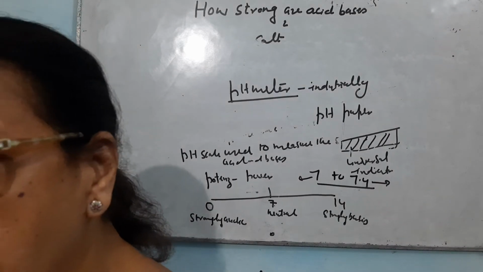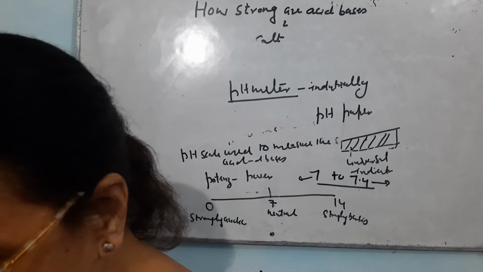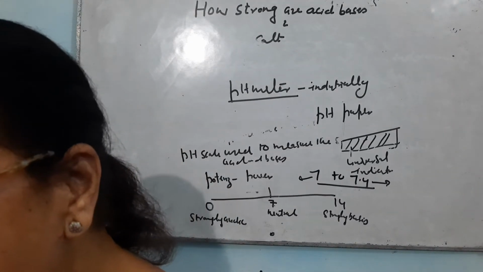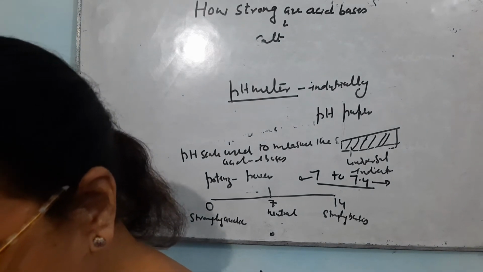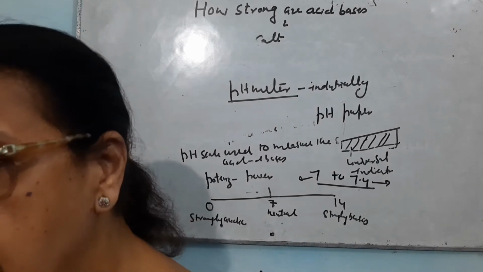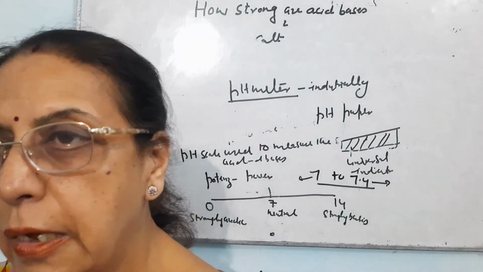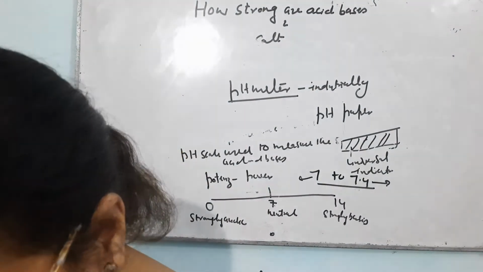Coffee has a pH between 4.5 and 5.5. Tomato juice is 4 to 4.4. Tap water is 7. 1M NaOH is the strongest base with pH 14, and 1M HCl has pH 0.